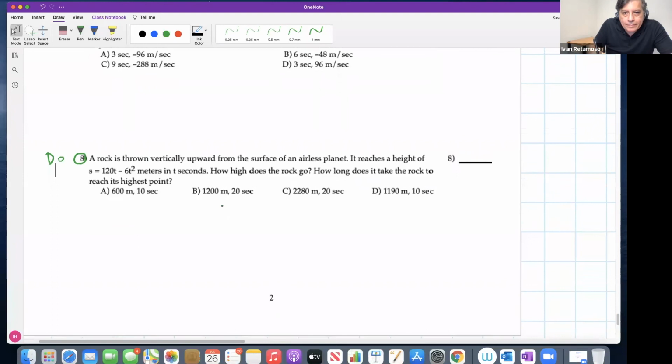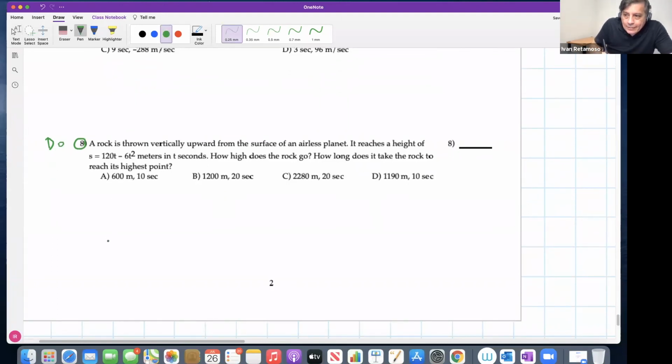Okay. So the ball is thrown up, right? It reaches a certain height and comes back, right, on this planet. Okay, and then good news, we have the function that gives you the position at any given time, right? They are asking you how high does the rock go, right? And also how long it takes for the rock to reach this high point, right? How high, this height, right?